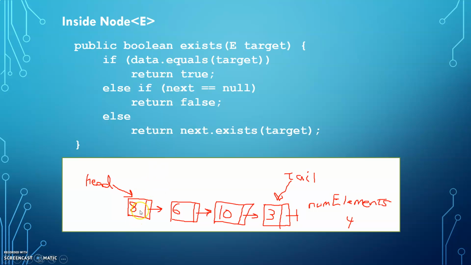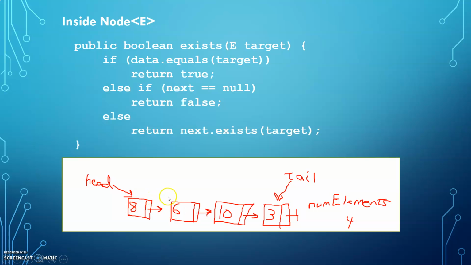If we found what we're looking for, we're done, and we pass true to whatever had called us. If the data is not the target, it'll check to see, is there a next? If there's nothing after it, then it would return false. That's another base case. But if it isn't null, like it is in this case, then as far as this head node, it's going to ask the node after it, does it exist there?